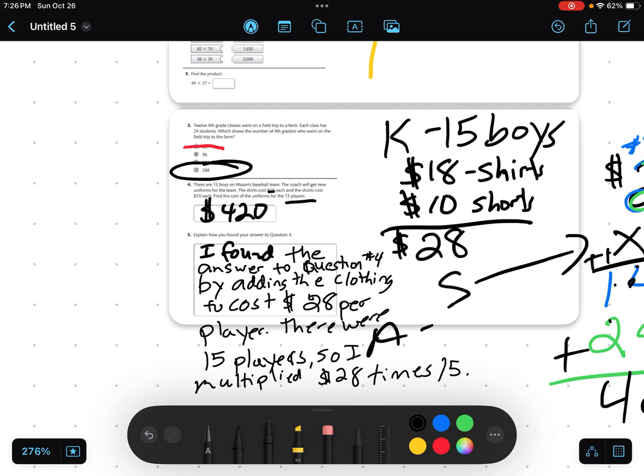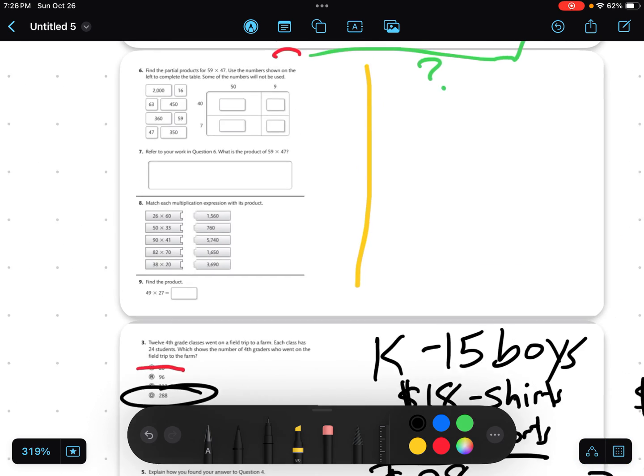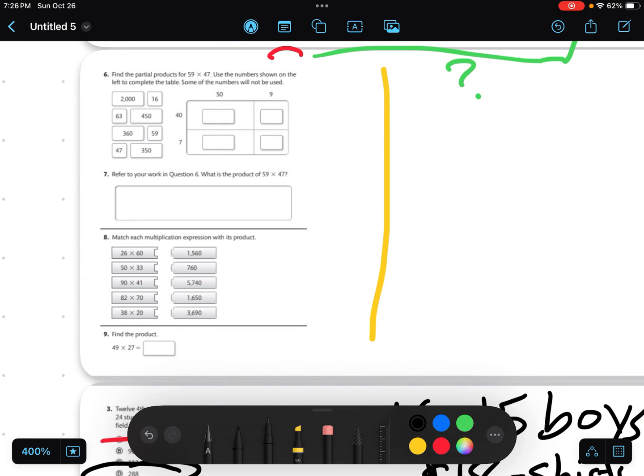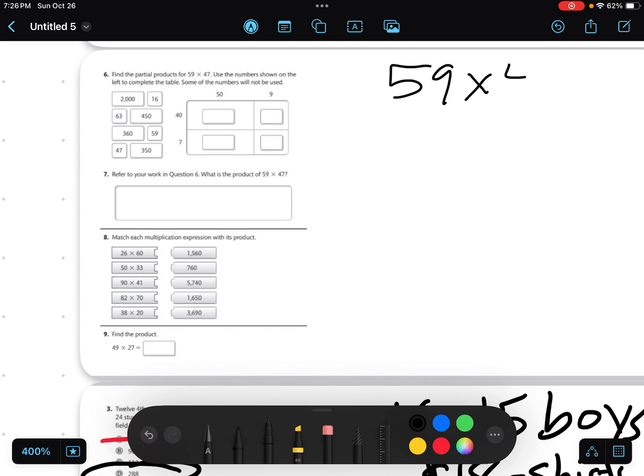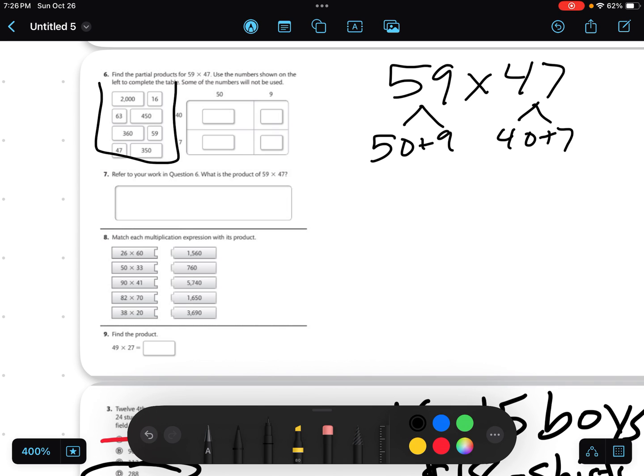All right, and then finally, let me erase this. Let's take a look at number 6. For number 6, it looks like we have find the partial products for 59 times 47. So I could already see this is going to be 50 plus 9, 40 plus 7, and then use the numbers shown. So on the test form, you would drag and drop, which is great practice for the state test.